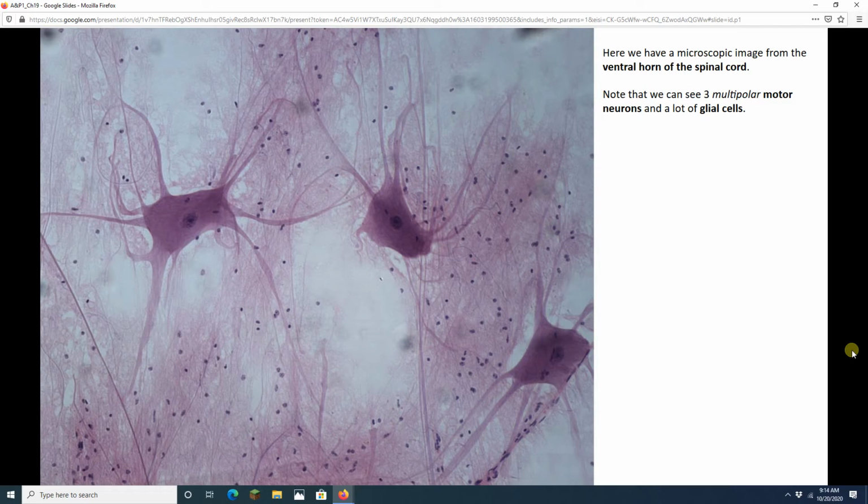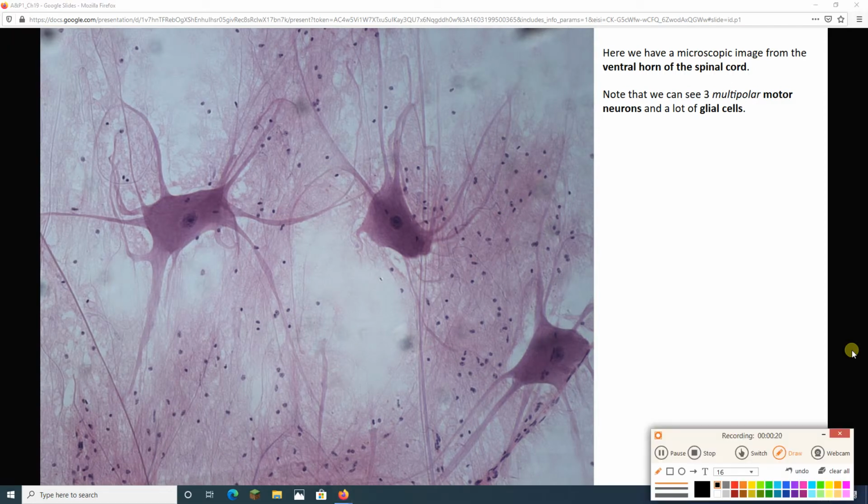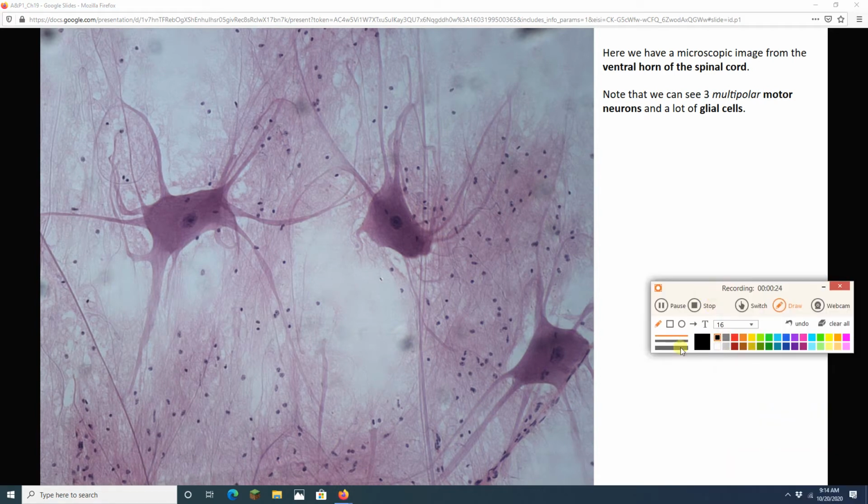What we're seeing here are three motor neurons, three multipolar motor neurons. You can totally see that. I've got one of those guys right here, one right here, and one right here. All my arrows I just put on are on the soma, and I can see there's lots of processes coming out of the soma, which is why these guys are multipolar.